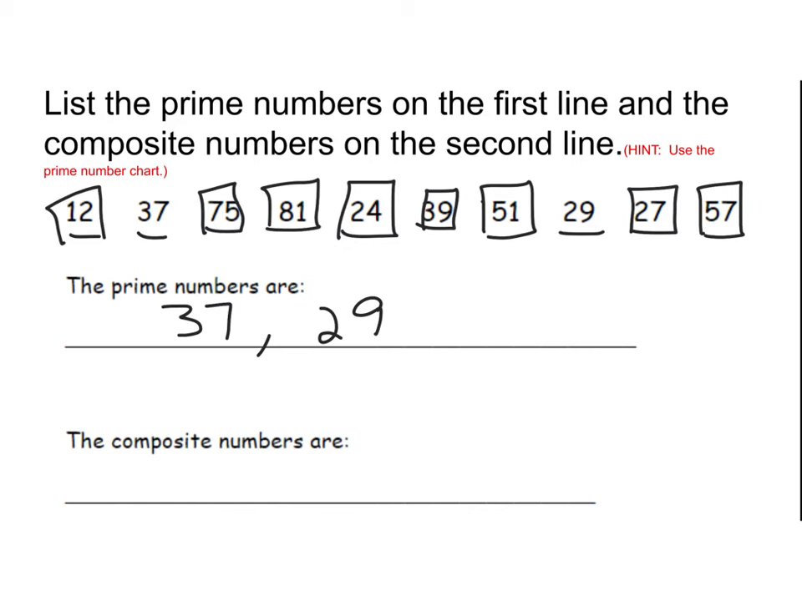51 is 7 times, let me think. No, it's 3 times 17. 27 is 3 times 9. And 57 is going to be 3 times 19. So if you actually think about it, these have more than 2 factors, so that's why I know they're composite.